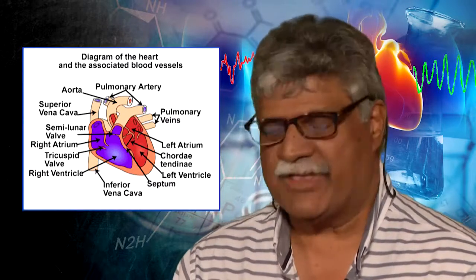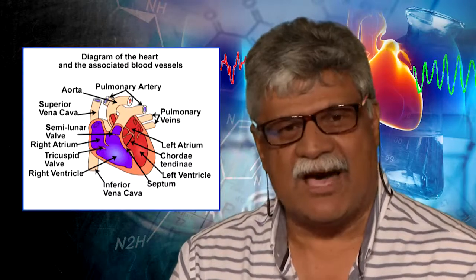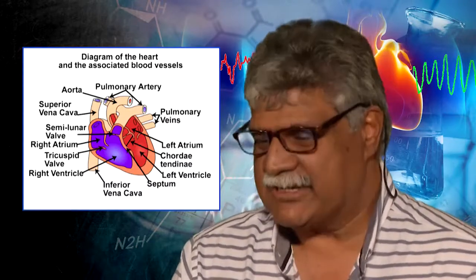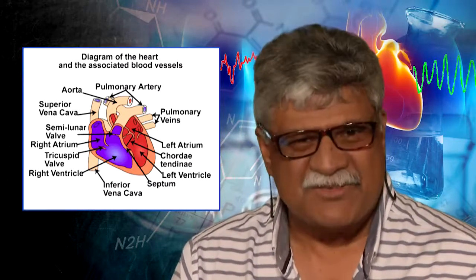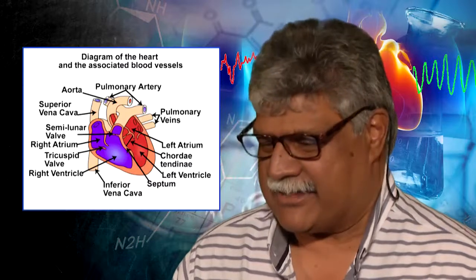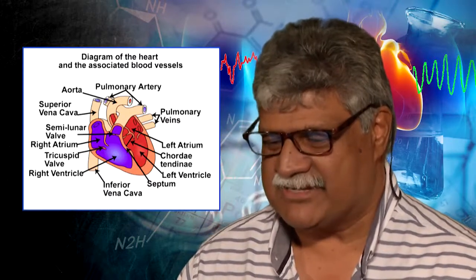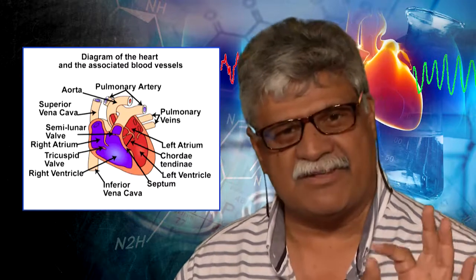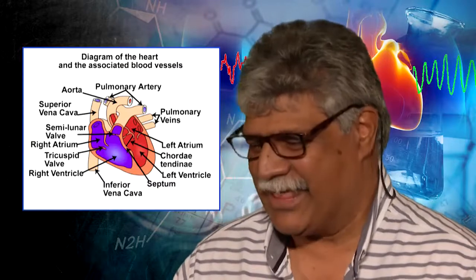And a valve is nothing more than a structure, in this case in the heart, that allows liquid, in this case blood, to flow in one direction only. So that's what a valve does. And it's a nice way to remember that this is called the tricuspid valve because there's an R in tricuspid, and you can think of it as from the right-hand side.